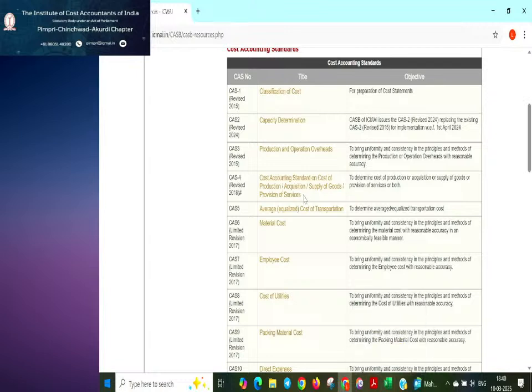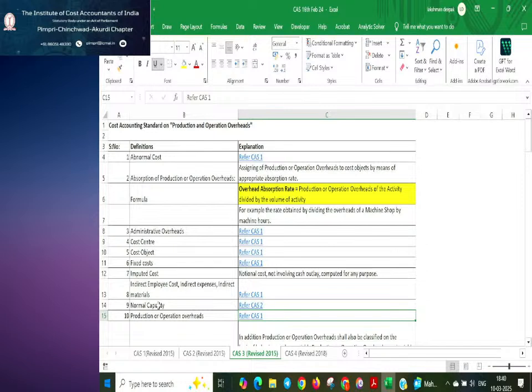So let us go through cost accounting standard 3, which talks about production and operation overheads. What does this cost accounting standard talk about? How do we determine production and operation overheads? Overhead is always a problematic area, because when we are not able to map it to a particular thing, it becomes difficult, and the allocation also becomes difficult in case of overheads. So this particular cost accounting standard 3 talks about production and operation overheads.